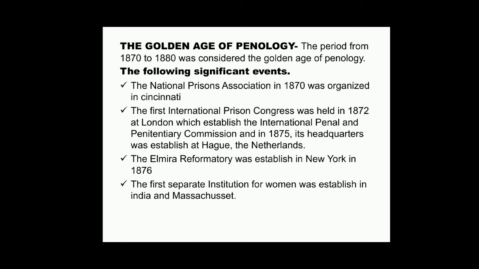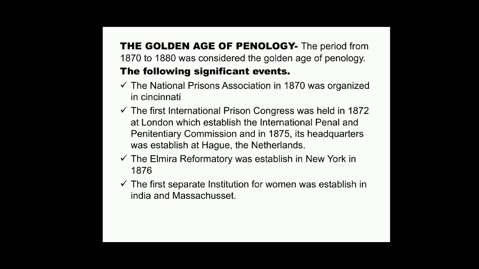Next, the first International Prison Congress was held in 1872 in London, which established the International Penal and Penitentiary Commission, and in 1875 its headquarters was established at The Hague, the Netherlands.